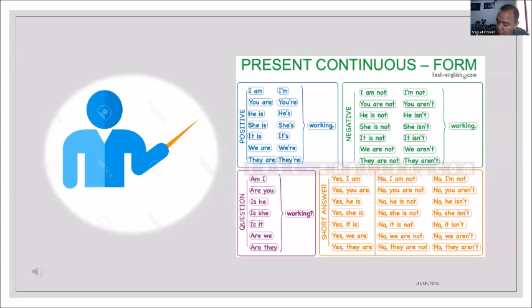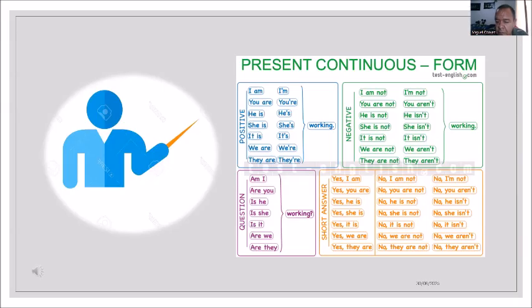To make a sentence negative, we add not after the verb to be, with long or contracted forms. Remember the structure is subject, am, is, are, not, verb with ing. For example, I am not working, you are not working, he is not working, she is not working, or I'm not working, you aren't working, he isn't working, she isn't working.